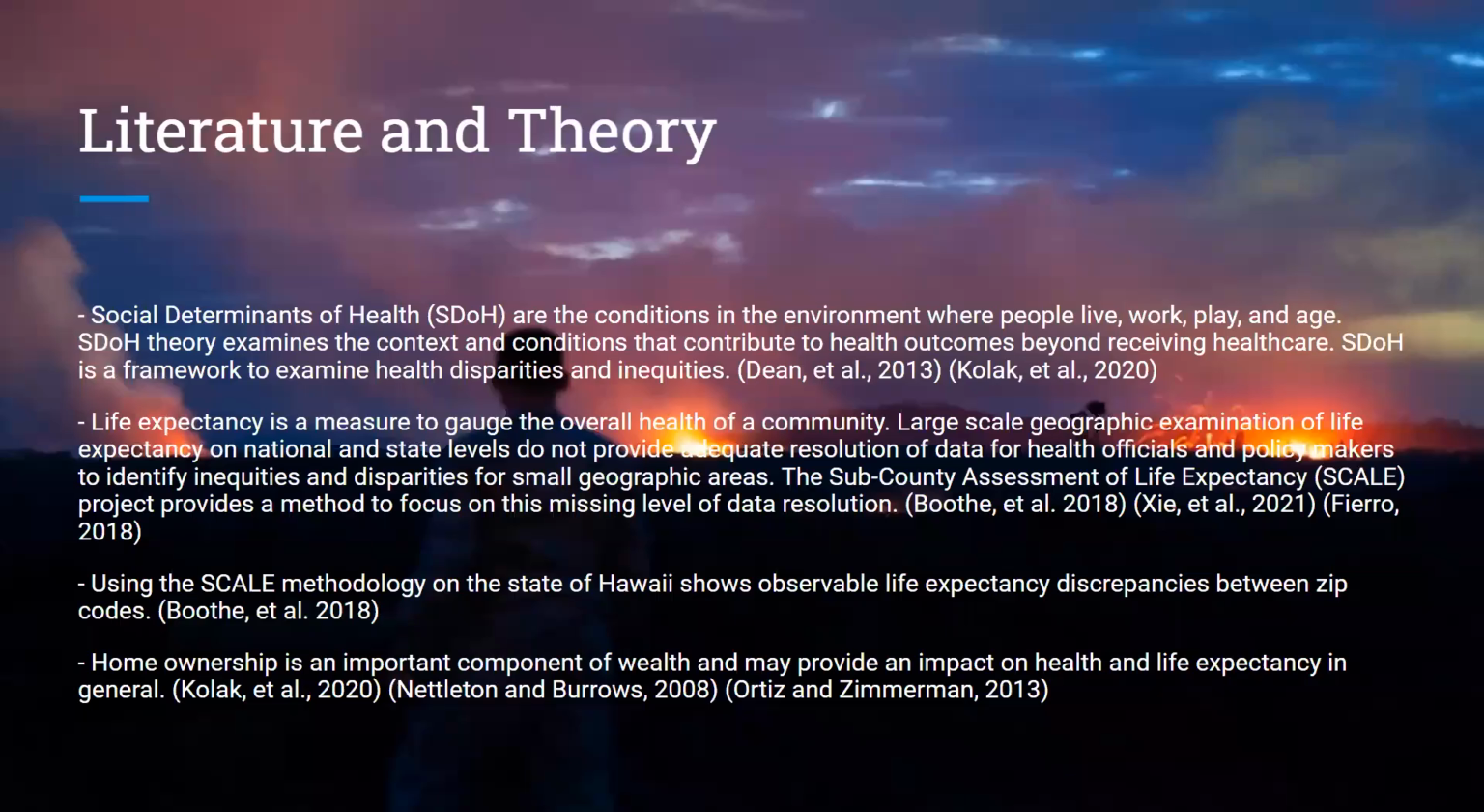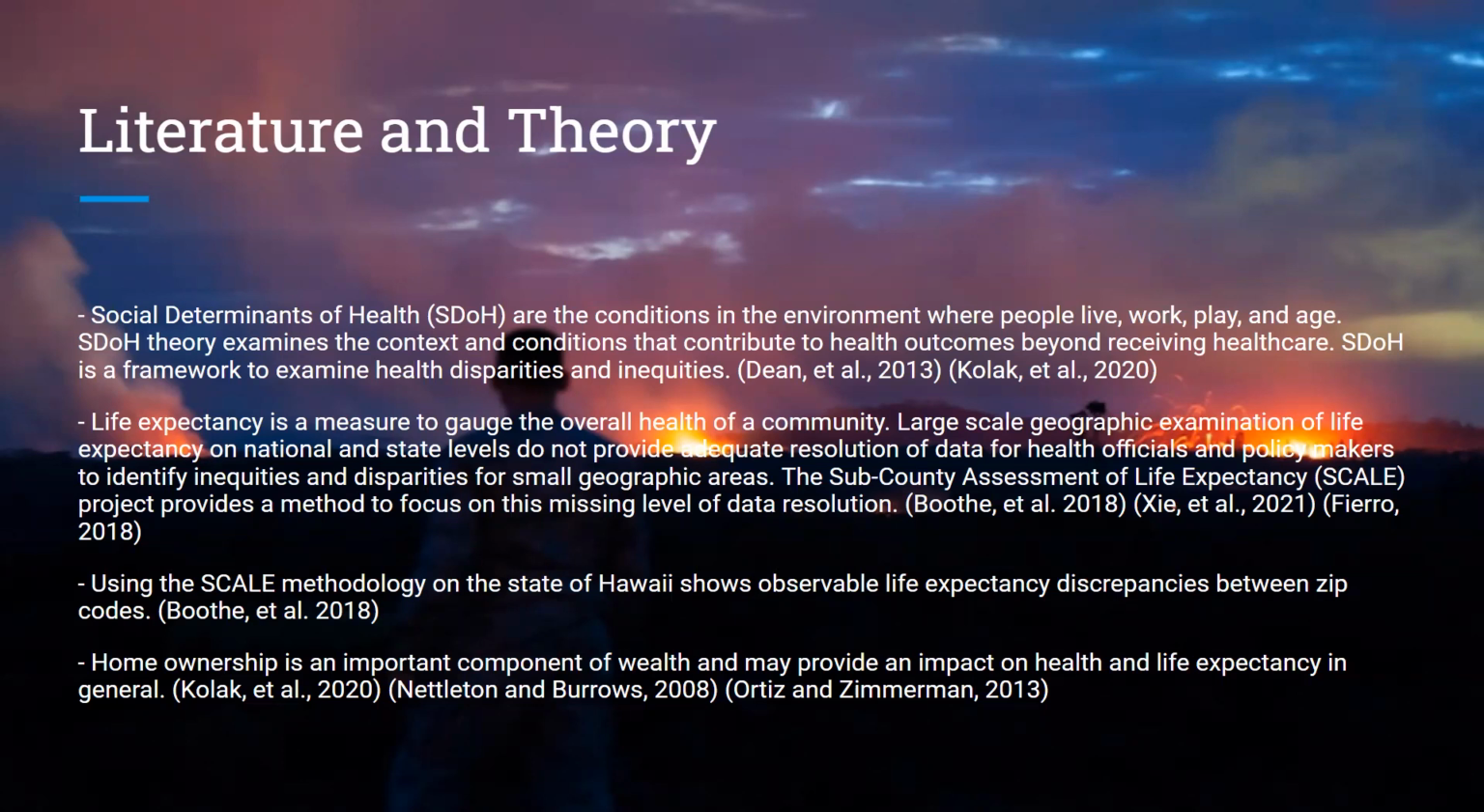So for literature and theory, the base of this theory comes through social determinants of health, which are the conditions in the environment where people live, work, play, and age. Social determinants of health theory examines the context and conditions that contribute to health outcomes beyond receiving health care. It is a framework to examine health disparities and equities. Life expectancy is a measure to gauge overall health of a community.